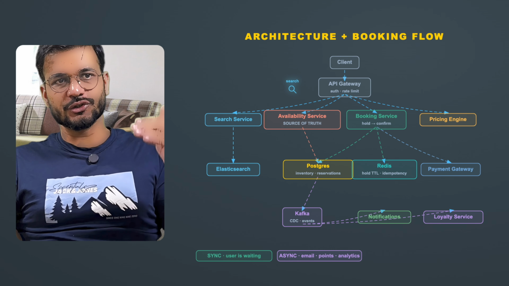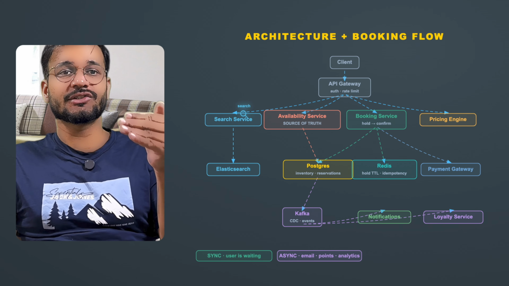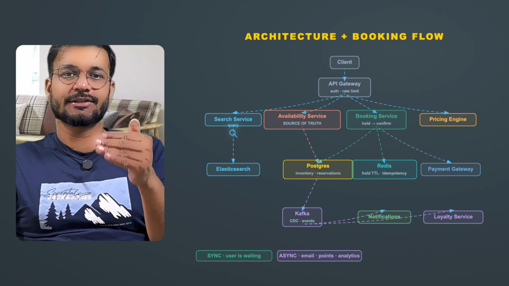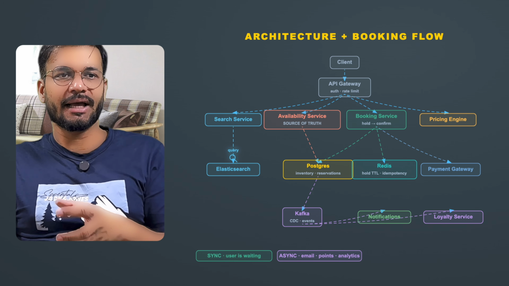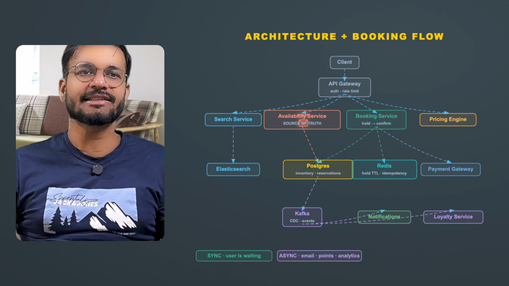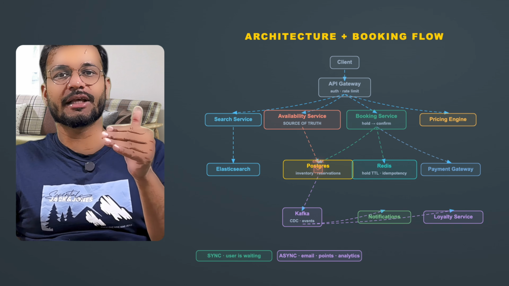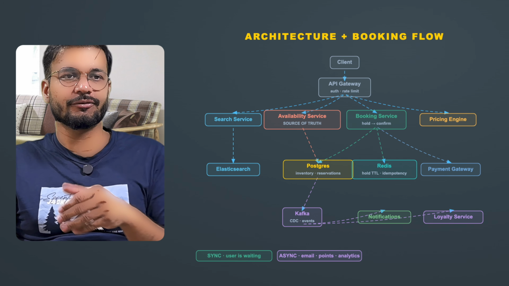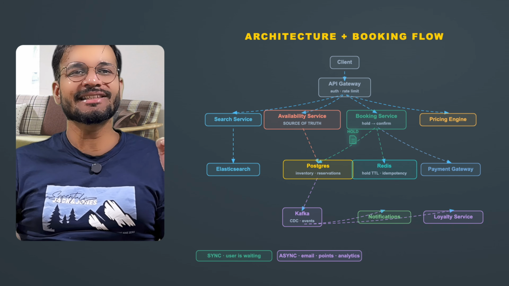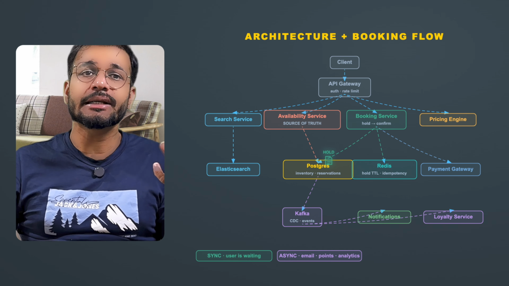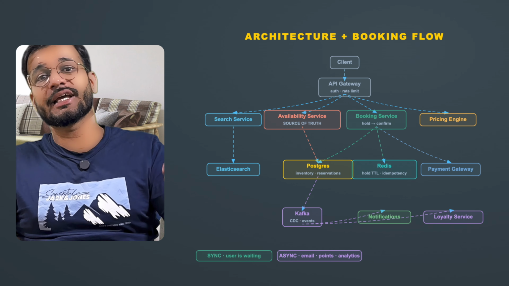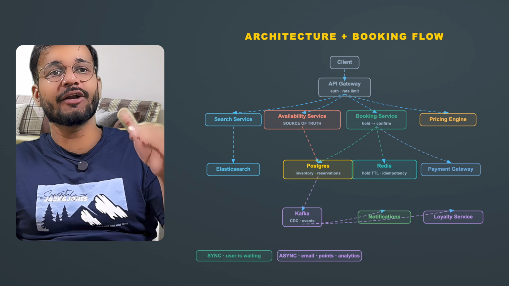Now, let's trace our booking flow. First, the user searches. The request goes to the search service, which queries the Elasticsearch index, and results come back. Then the user selects a room and checks its availability. The availability service checks the inventory table for that hotel, room type, and date range. Then the user clicks book. The booking service creates a hold. It atomically decrements available rooms in the inventory table and creates a held reservation record.